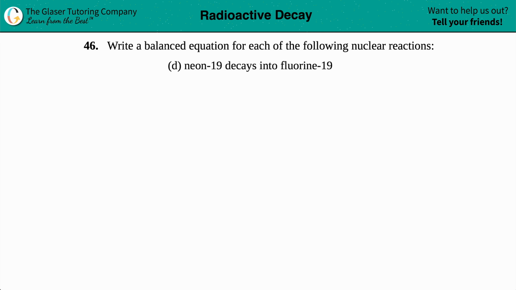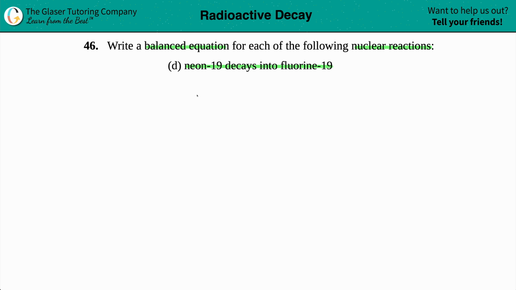Number 46, write a balanced equation for each of the following nuclear reactions, and then we have letter D, which is when neon-19 decays into fluorine-19. Okay, so we're dealing with nuclear reactions, which means that we have to write this in nuclide notation.